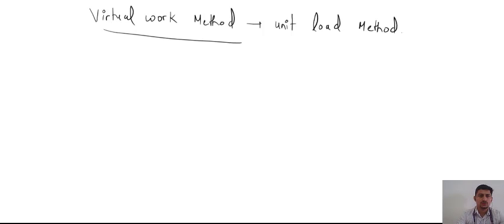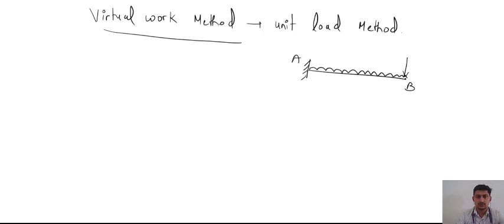Okay. So suppose there is a beam. For example, this is a cantilever beam here, and you have to calculate the load at this point. For example, it is having a UDL, and you have been asked to calculate the deflection at B point. So how will you calculate the deflection at that point?